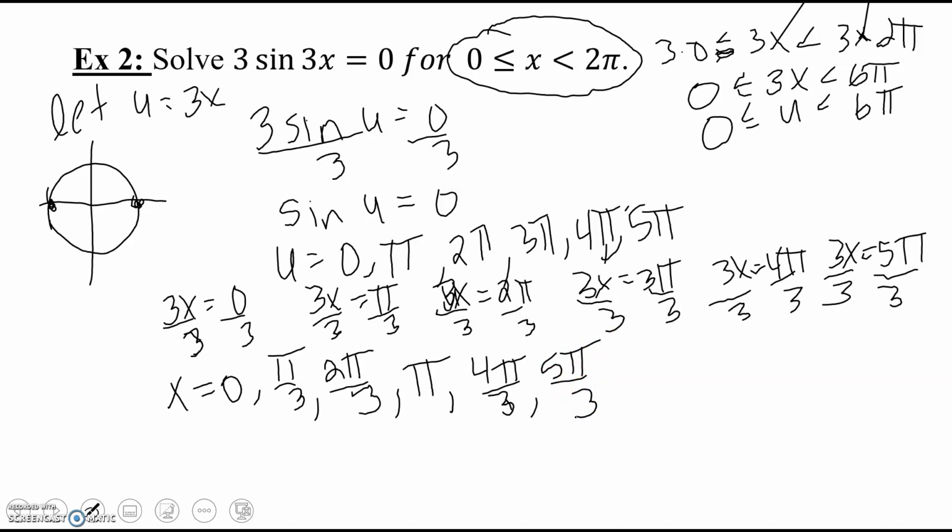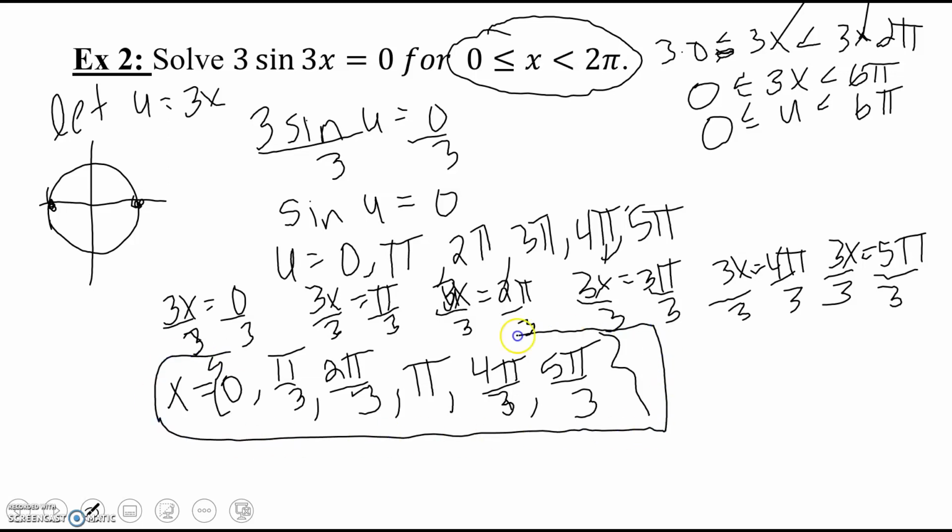And so those will be all of your solutions. You have 1, 2, 3, 4, 5, 6 solutions: 0, pi over 3, 2 pi over 3, pi, 4 pi over 3, and 5 pi over 3. And I'm just going to put those in braces, or you can write x equals all of those, either way. But that would be all of your solutions that will satisfy this equation, okay?